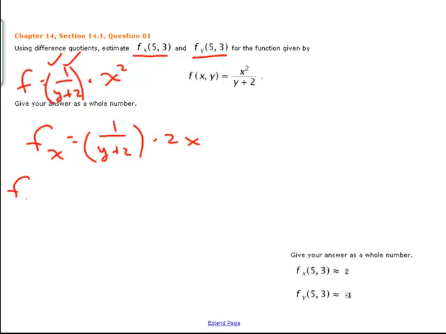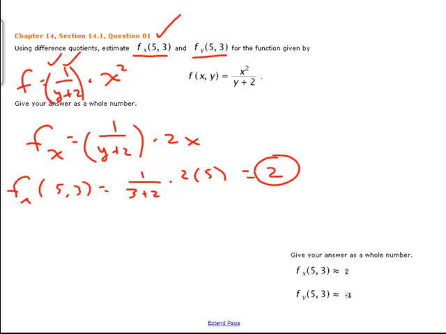Well, now we plug in the points. When I plug in the points, I'm going to get 1 over 3 plus 2 times 2 times 5, which equals 2. So that's the partial derivative with respect to x at this point. Well, what about y? Find the partial derivative with respect to y.